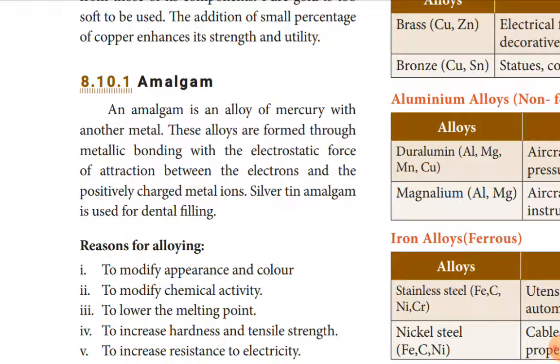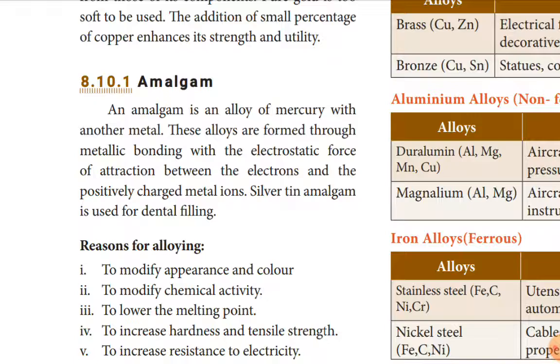And these alloys are formed using the metallic bonding. Metallic bond, because both are metals. Mercury is a metal, and the combining element is also a metal. So a metallic bond is developed using the electrostatic force of attraction between the electrons and positively charged ions. So a metal amalgam is formed.